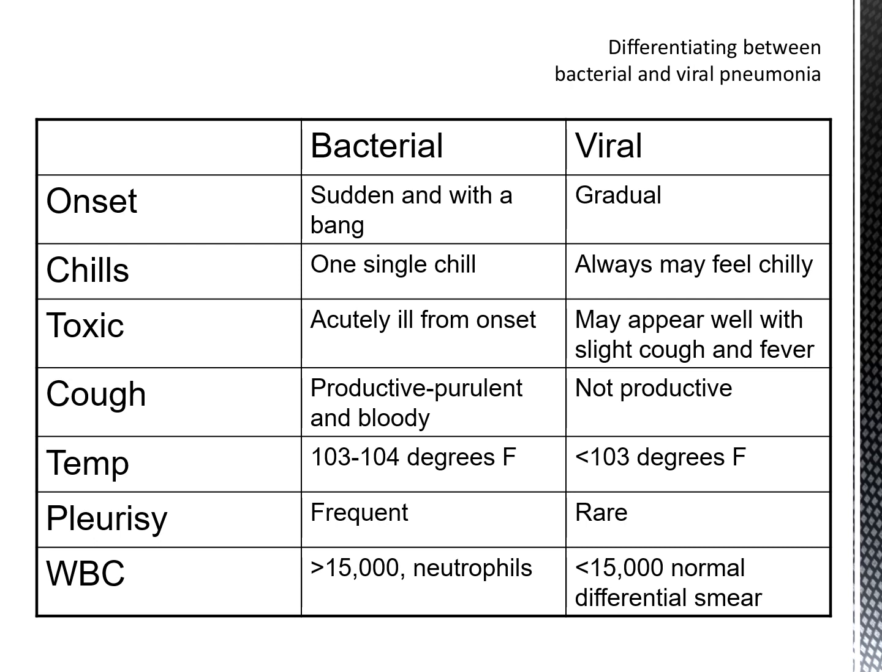In the case of viral pneumonia, it comes on gradually, and you may just feel chilly all over. You may have a fever, but it's not as high as what you would see in a bacterial pneumonia. Usually the cough is non-productive, pleurisy develops very rarely, and the white cell count is going to be quite a bit lower in cases of viral pneumonia.